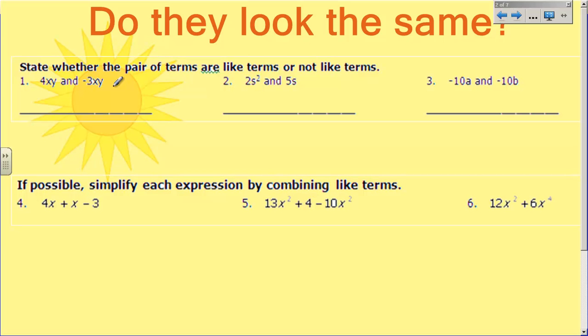So example 1, 4xy and negative 3xy. Just look at the variable part. You have xy and xy. The variables are the same, so yes, these are like.